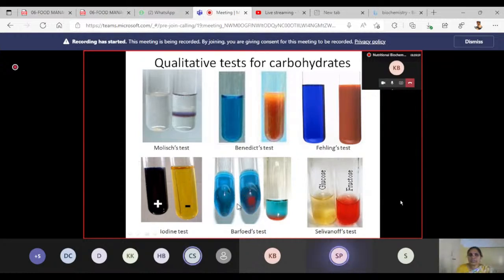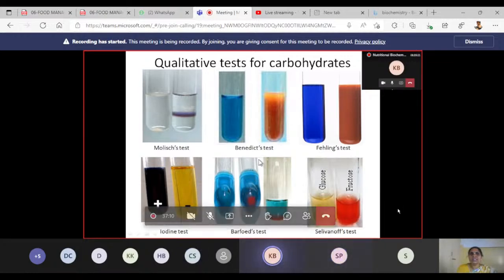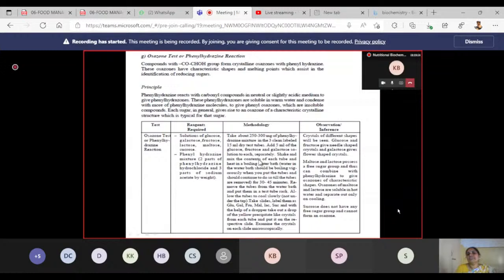So one more important qualitative test which you can do is the Osazone test or the phenylhydrazine test. Here you will treat your sugar solution with this phenylhydrazine. Okay, so when you treat your sugar samples with the phenylhydrazine, they will form crystals. When you treat your sugar solution with phenylhydrazine and sodium acetate, when you boil it, they will form crystals. And you will not observe any color change.